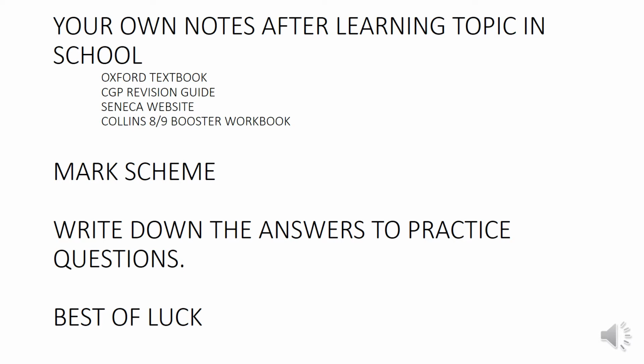To summarize, these are the key points which you should take away. So firstly, write up your own notes after you've learned the topic in school. Write these notes up from as many resources as you have available. For example, the Oxford textbook, your CGP revision guide, from the Seneca website. You can even take notes from the Collins workbook.